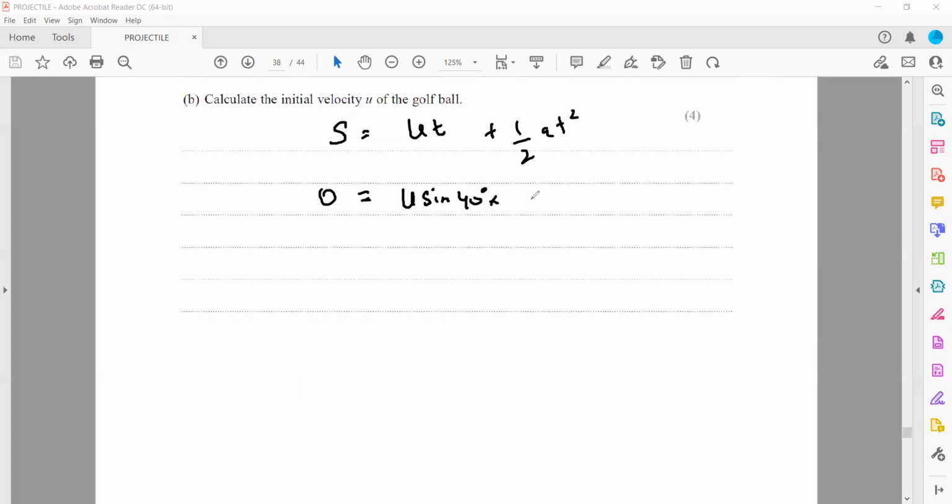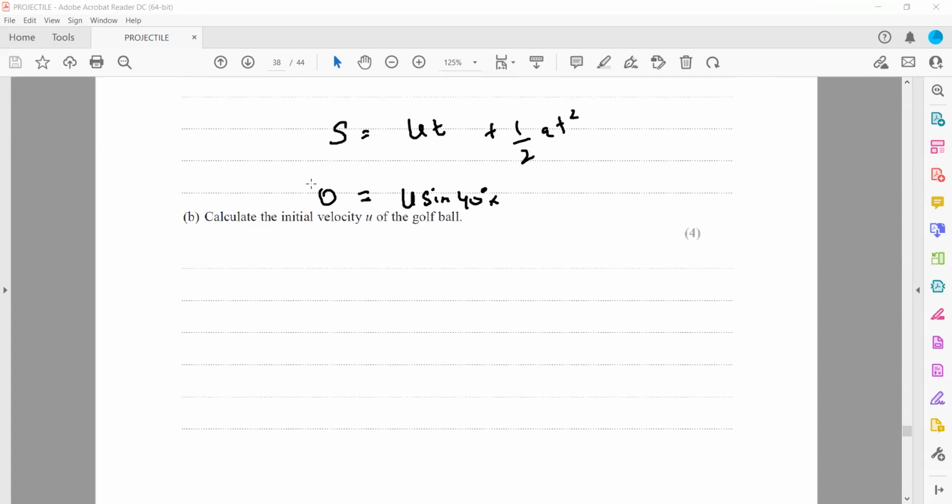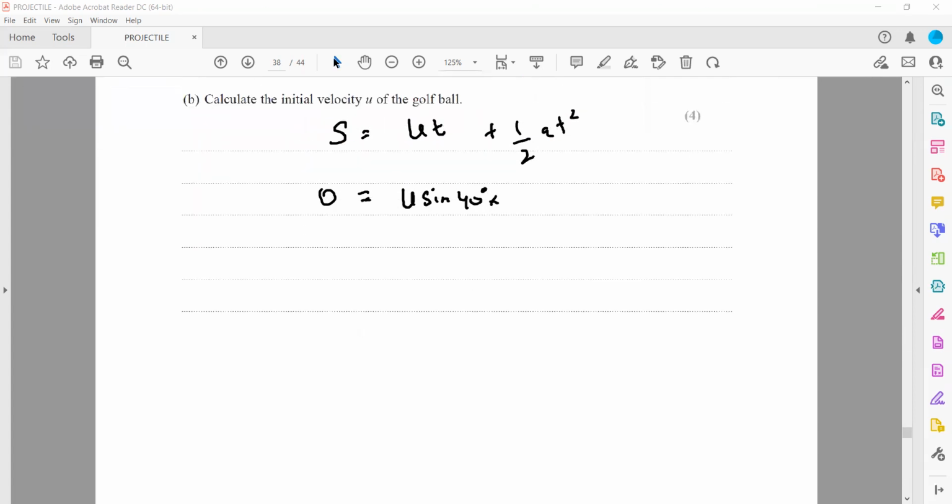What about the time, which we have already shown? That is 250 divided by u cos 40. So it equals 250 divided by u cosine 40 plus half, acceleration due to gravity minus 9.81, and this will be 250 divided by u cos 40 whole square. Now the whole equation is in terms of u, so we just simplify. u will cancel with u here.